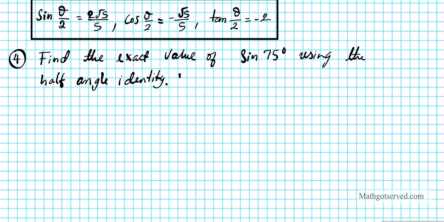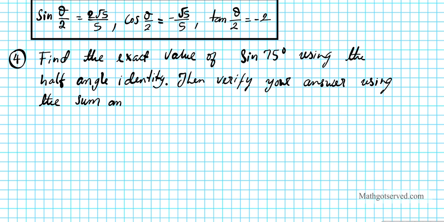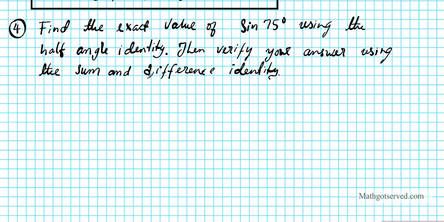And then verify your answer using the sum and difference identity. So we're going to use two methods to find the value of this trig function sine 75, and then we're going to see if they agree. If they do, then we know we're correct. If they don't, then we know that we're horribly wrong.